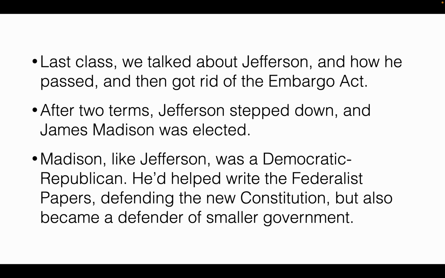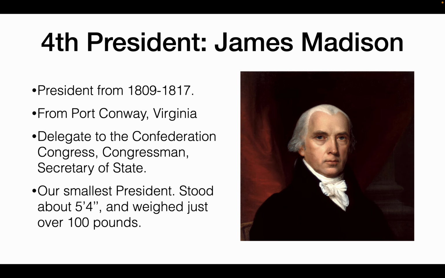So last class we talked about Jefferson, we talked about the Embargo Act, after 2 terms Jefferson stepped down, precedent, and James Madison was elected. Madison was a Democratic Republican. He had helped to write the Federalist Papers, but now he was a firm believer in smaller government. So here's our fourth president, James Madison, president from 1809 to 1817, from Virginia.